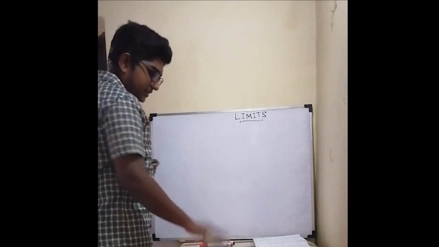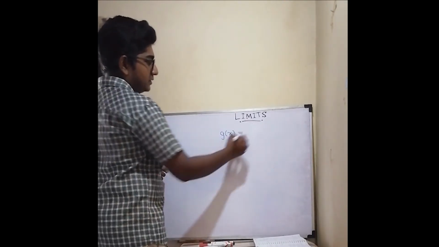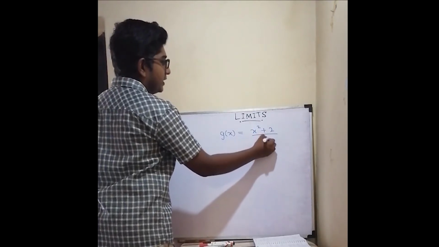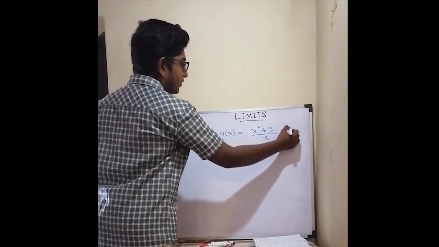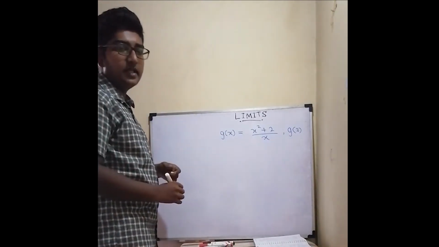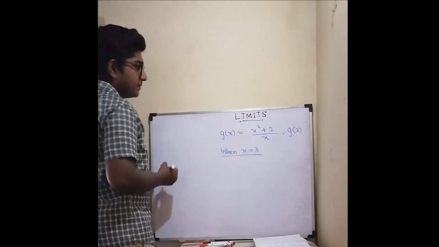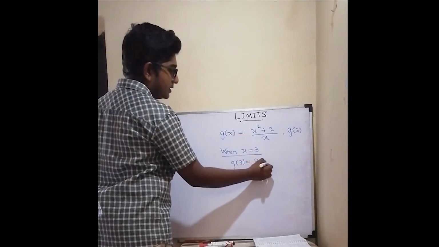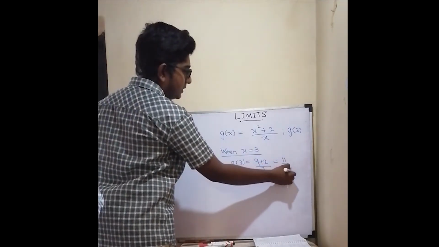Let's take another function g of x = x squared plus 2 divided by x. Then they are asking what is the value of this function when x equals 3, that is g of 3. For that I have to substitute 3. Then g of 3 equals 3 squared 9 plus 2 divided by 3, that is 11 over 3.